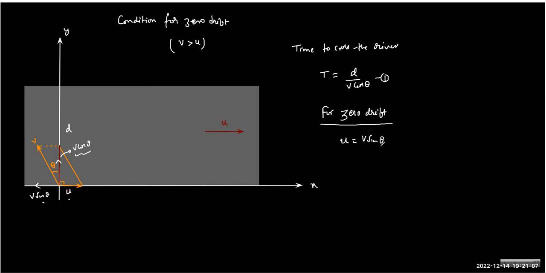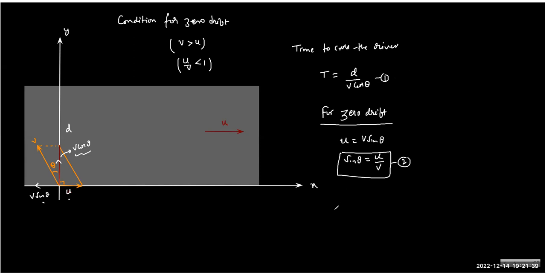So U must be equal to V sin theta. And this will give you the sin theta. What is sin theta? And luckily you can see the U by V is less than one, which means yeah, it's the correct answer. If U becomes more than V, it means it is impossible because sin theta cannot be more than one. Correct? So you got the sin theta.